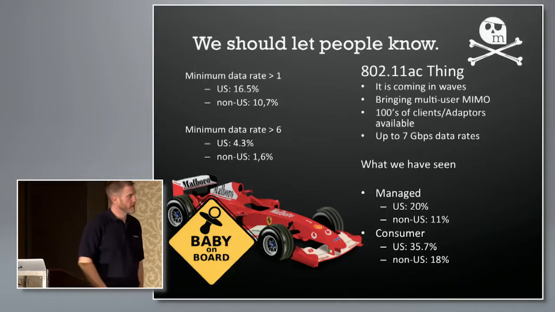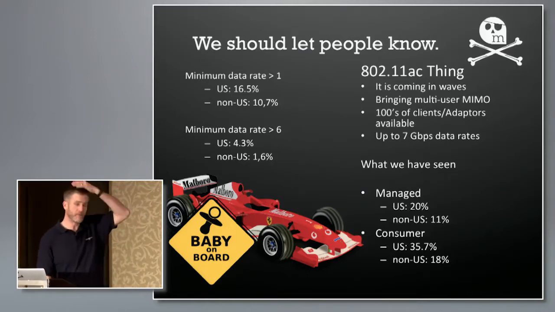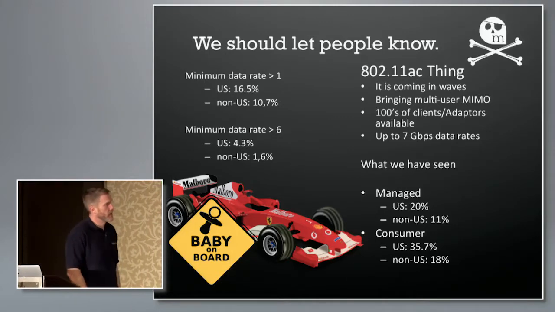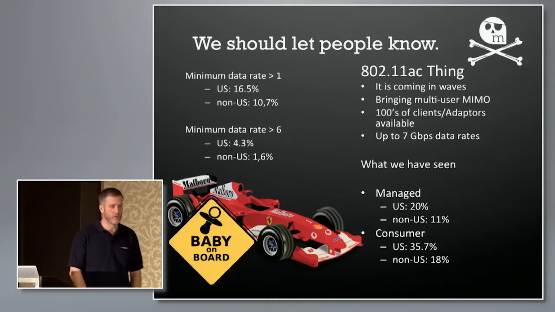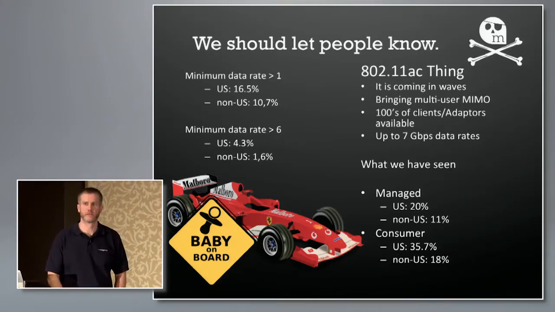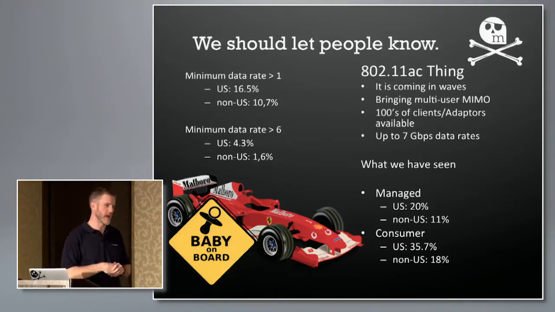What about AC? First, minimum data rates: 1 megabit per second. How many people have set a required data rate higher than 1? Out of everyone I found, only 16.5% in the US had a data rate set higher than 1 megabit per second. That is not good. It allows those lower data rates to keep going, makes your cell sizes much bigger, and keeps your clients sticky, because the longer you leave those minimum data rates open, the longer sticky clients stay.